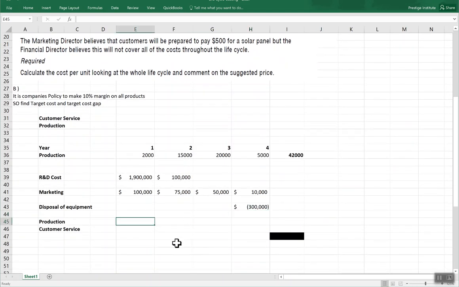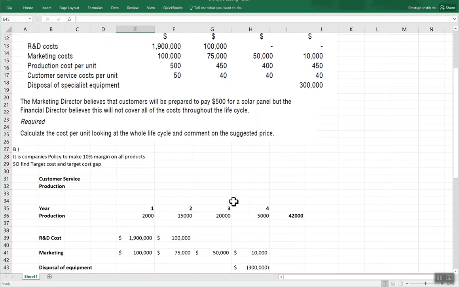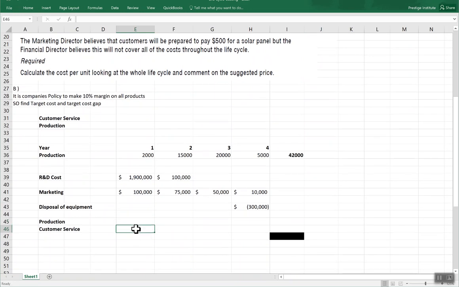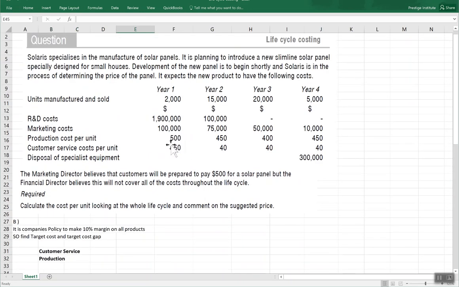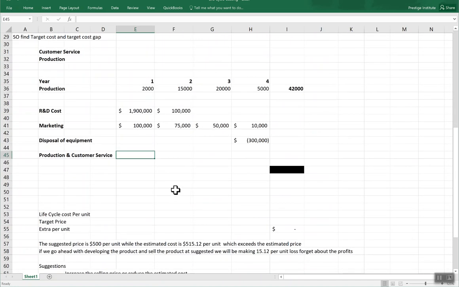Okay, production and customer service. What I will do is I will add them together. Instead of multiplying each of them separately, I will add them together, production and customer service. Okay, we have 500 plus 50. So add all the per unit costs and then multiply by units. That will be a quicker way of doing it in exam.